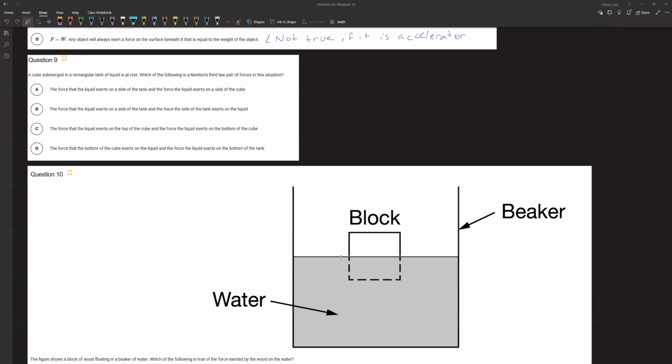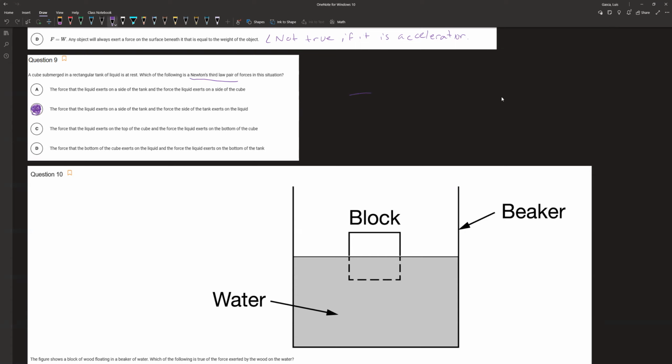All righty. So before the buzzer. So let's see here. Most of us were thinking B, the force that the liquid exerts on the side of the tank, and the force the side of the tank exerts on the liquid. So yes, very good. The quick way to do this is to just switch the wording here. And if switching the wording creates the other statement, then it's true. Let's see here. The force that the liquid exerts on the side of the tank and the force the liquid exerts on the side of the cube. So here, because this is still true, the force will be equal in magnitudes as long as everything is at rest. But again, we've got to find the Newton's third law pair.